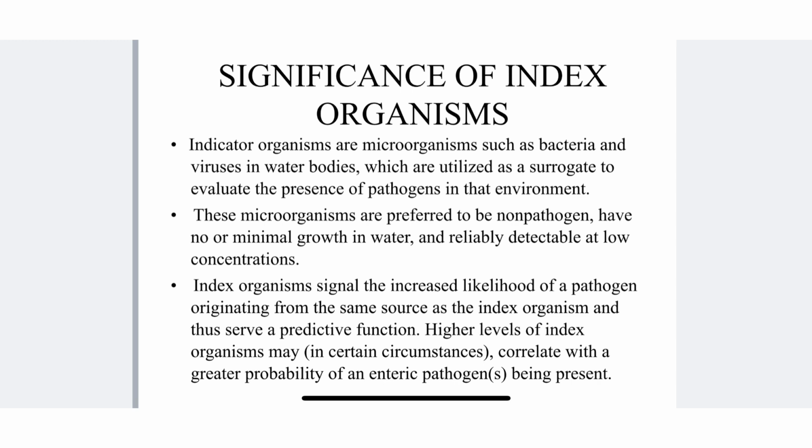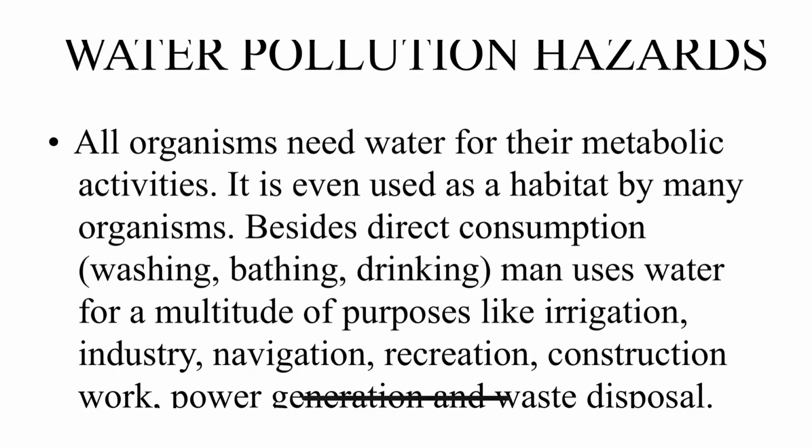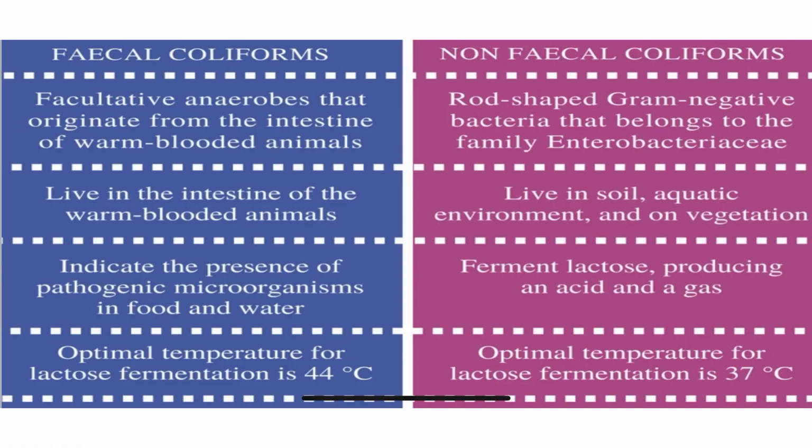According to the US EPA primary drinking water standards issued in 1994, these standards address water quality, treatment technique, and preparation of drinking water. Some of the primary standards are the coliform count. Some of the tests performed to check water quality include the coliform water test, taking 40 samples, and testing some of them.